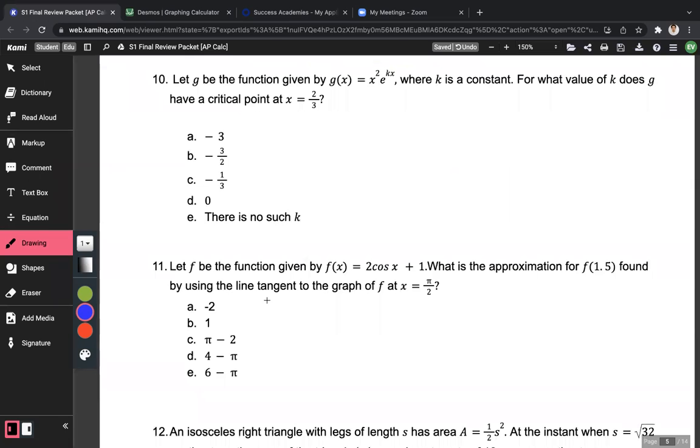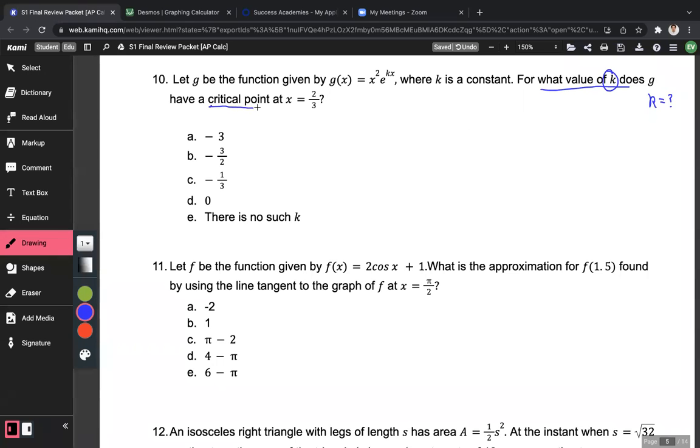All right, now I've got this function, g of x, k is a constant. Now we have to solve for k. For what value of k? This is the guy we're solving for. That's my unknown. Important part of our math plan of attack is identifying our unknowns. And we're saying, does g have a critical point?